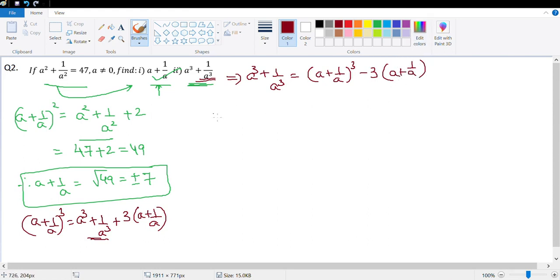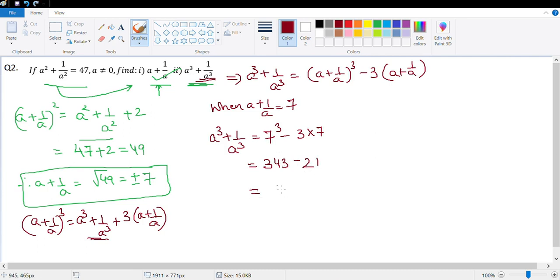Now we got two values of a plus 1 upon a. So when a plus 1 upon a is equal to 7, what we have is a cube plus 1 upon a cube is equal to 7 cube minus 3 times 7. Right? 7 cube is 343 and 3 times 7 is 21. So 343 minus 21, that's 322. So a cube plus 1 upon a cube is equal to 322.